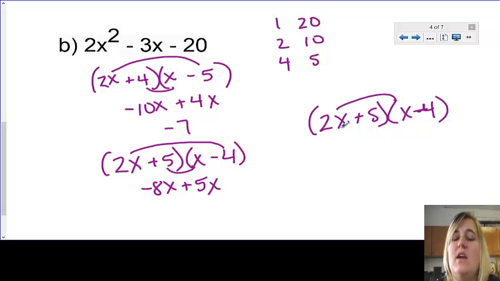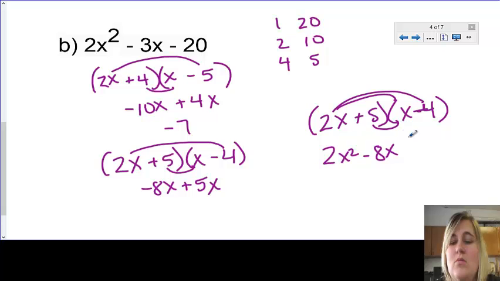Okay, when I check it, my first gets me 2x squared. Outside, we already checked that part, was negative 8x plus 5x, and then minus 20. That's it. Checks. Final answer.